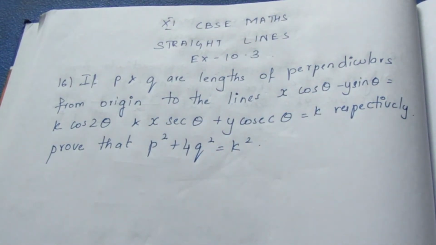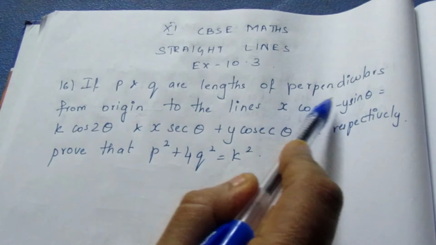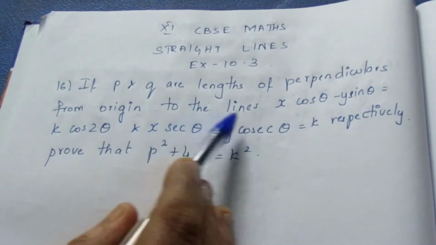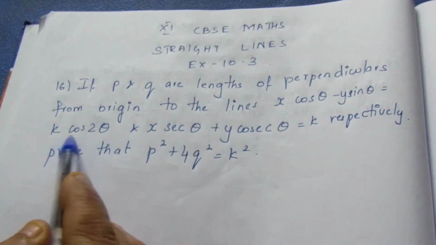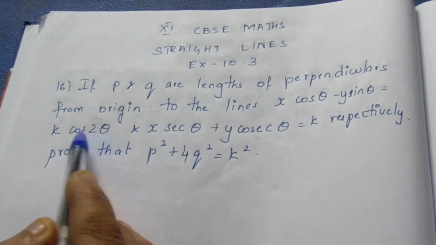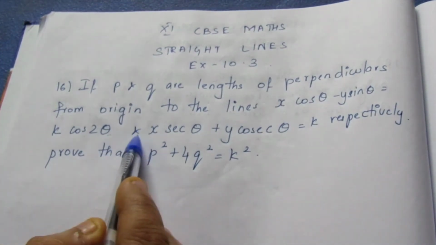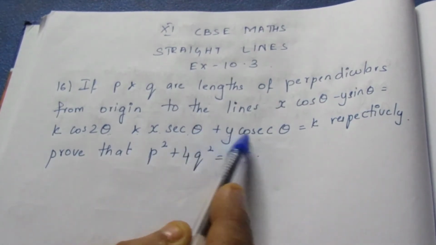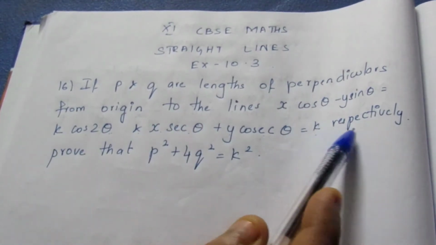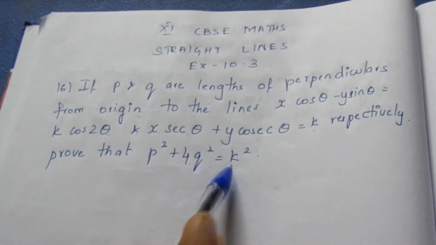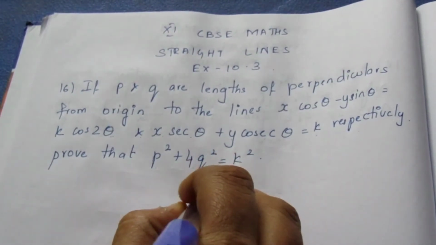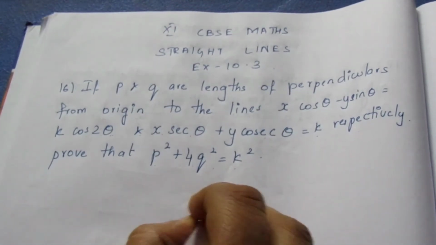Let's see the question. If p and q are the lengths of perpendicular from origin to the lines x cos theta minus y sin theta equal to k cos 2 theta and x secant theta plus y cosecant theta equal to k respectively, prove that p square plus 4q square equal to k square. Let me take a point origin 0, 0.